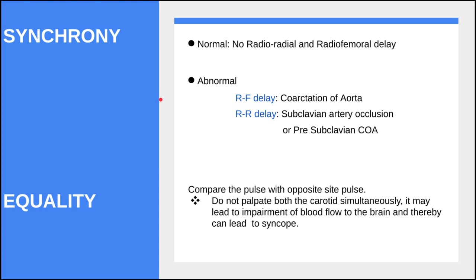Next parameters are synchrony and equality of pulse. So normally there is no radio-radial or radiofemoral delay, and radiofemoral delay is present in coarctation of aorta, and radio-radial delay is present in subclavian artery occlusion or pre-subclavian coarctation of aorta. For equality, compare the pulse with the opposite side in all the peripheral pulses, but do not palpate both carotids simultaneously. It may lead to impairment of blood flow to the brain and can lead to syncope.